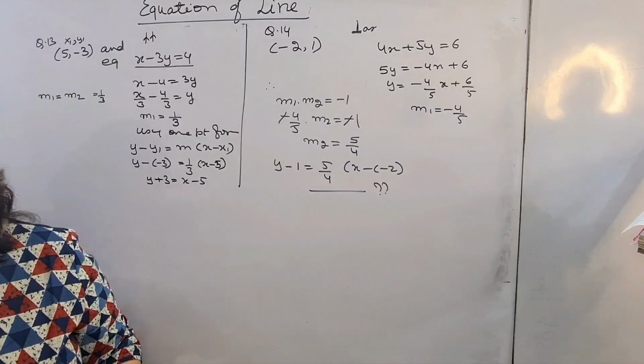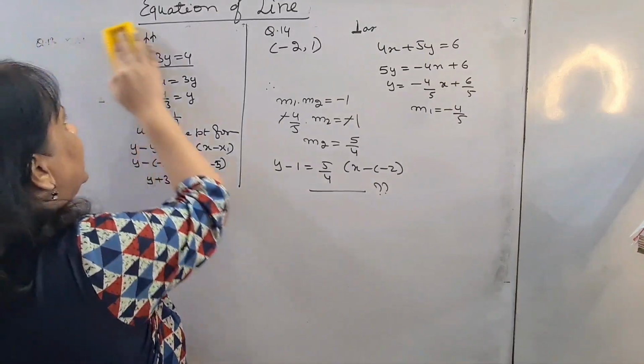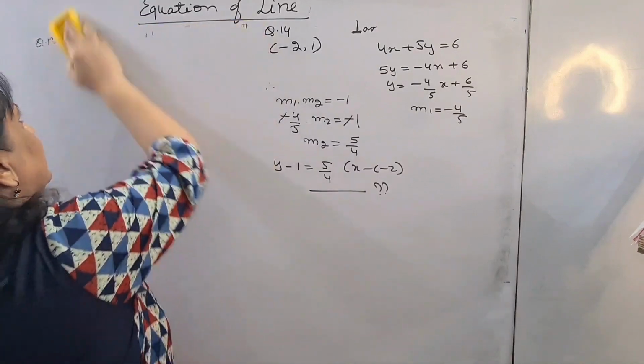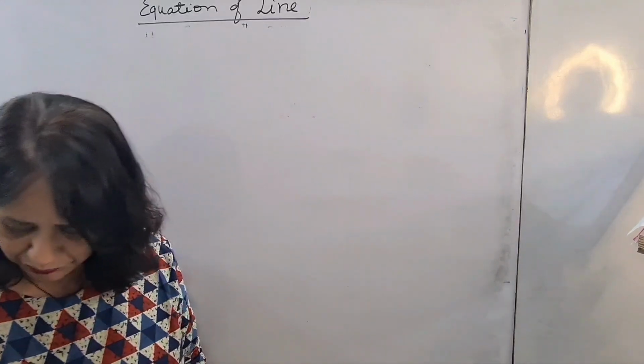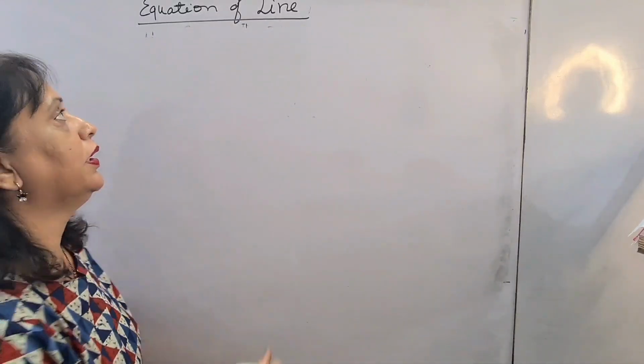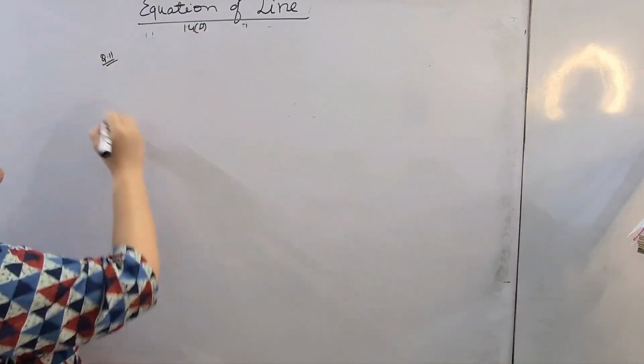Then comes the question, the line through minus 2, 3. Again a different question in which two formulas of slope will be used. For example, question number 11, exercise 14D, question number 11, same method.